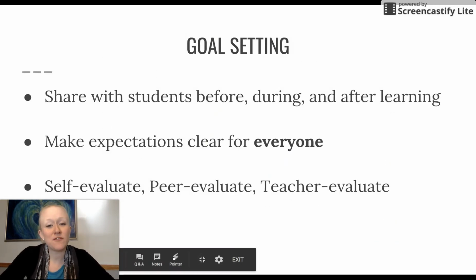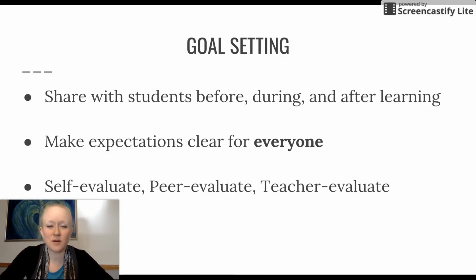The first tip I have for you is that rubrics are amazing for goal setting, which is a cornerstone of UDL practices. We can help students set goals by sharing these rubrics immediately with them before learning, again during learning, and to evaluate themselves after learning. That way, throughout the entire process, the expectations are clear for everyone and we all know where we're heading.